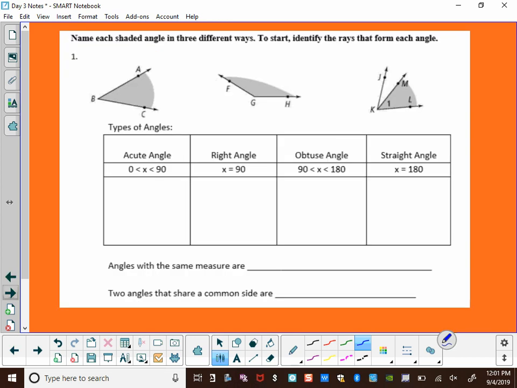Alright, name each shaded angle in 3 different ways. Alright, take a look at this first angle. We have A, B, and C. Okay, it's shaded all through here. So to name this in 3 different ways, what's my vertex? I don't have to put those dots anymore. I can do angle B. I can have angle ABC. And one more. What's that last one? CBA. Good, CBA. Angle CBA.